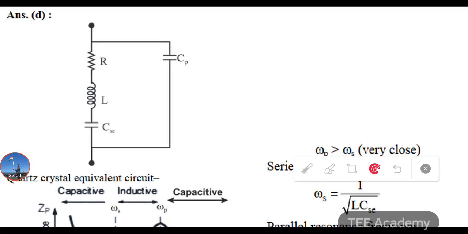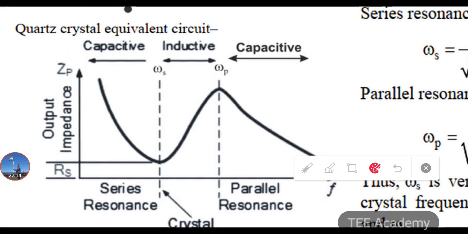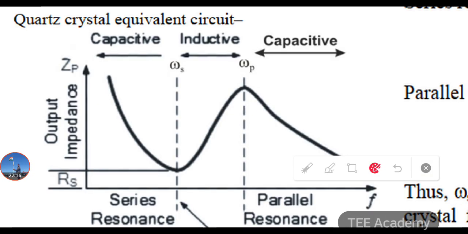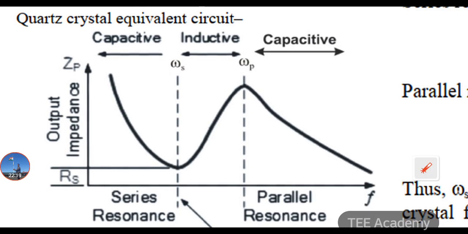So see here we have an RLC circuit, and Cs is the capacitance of the series circuit and Cp is the capacitance of the parallel circuit here. So here you should understand the behavior of the circuit. This is the important graph here. In this graph we have frequency on the x-axis and output impedance on the y-axis. See here how the circuit behaves: first it's capacitive in nature up to this point, after that it's inductive in nature and then capacitive in nature. So inductive in nature is only at the crystal frequency.